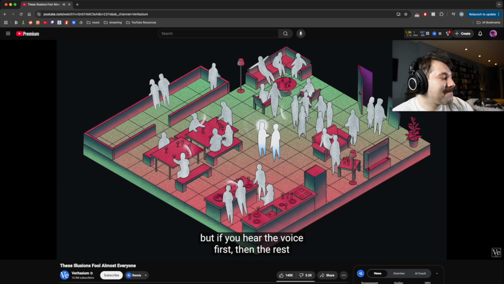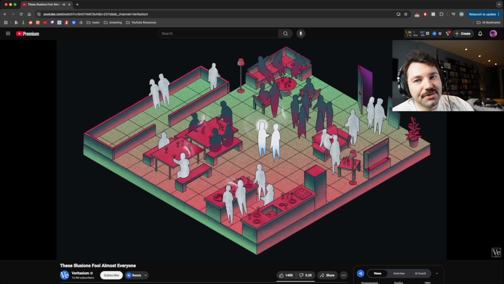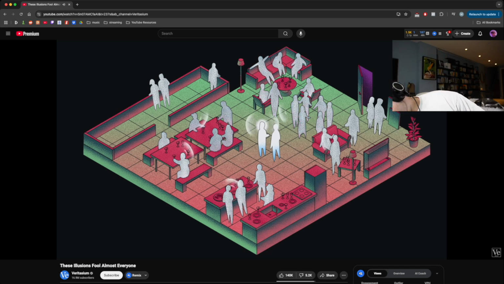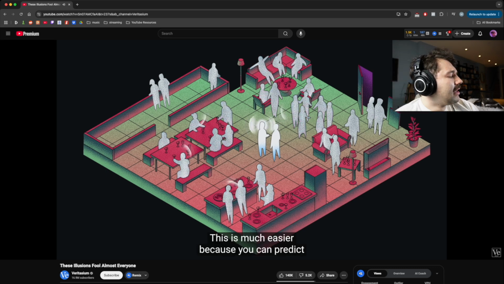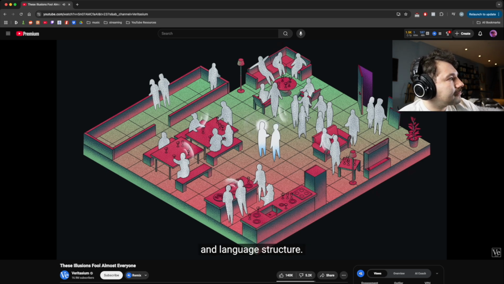If you hear the voice first, then the rest of the conversation is easier to follow. I still lose her immediately. That didn't really help me. This is much easier because you can predict what words will come next based on context and language structure.